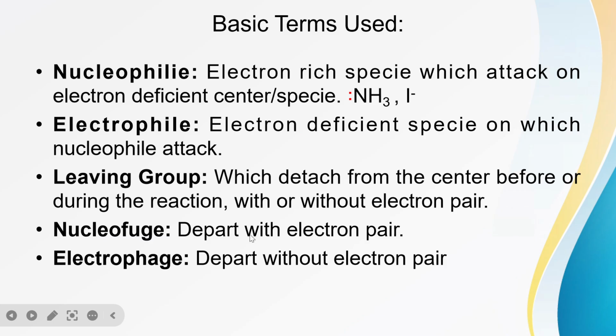One is nucleofuge. If a leaving group departs with its electron pair, meaning when a bond is broken and the electrons of the bond are shifted toward the atom of the leaving group, then it is known as a nucleofuge. In such a case, the leaving group bears a negative charge. While for an electrofuge, if a leaving group departs without its electron pair, then it is known as an electrofuge. In such a situation, the leaving group is in most cases positively charged.